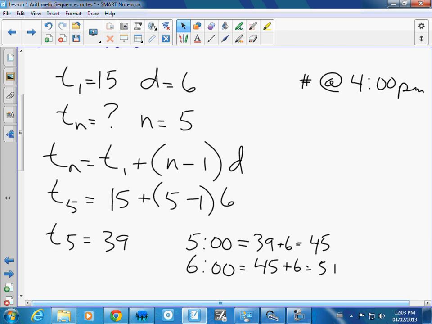Careful! It's 10 o'clock. But which term is that? The 11th term, right? Because we started at noon. Noon, 1, 2, 3, 4, 5, 6, 7, 8, 9, 10. That's the 11th term. Okay. Do you see how you can make that mistake? If you made it in the first part of the question, you'll probably make it in the second part of the question. Okay. So let's write that down.